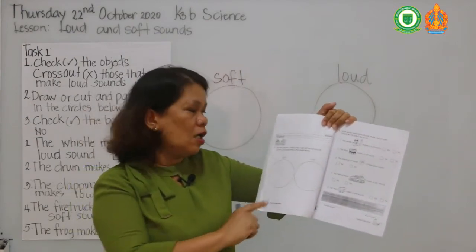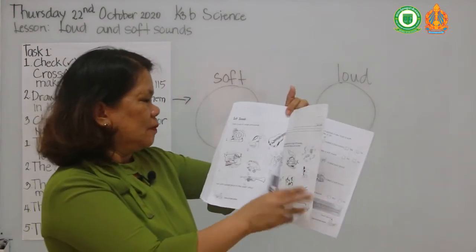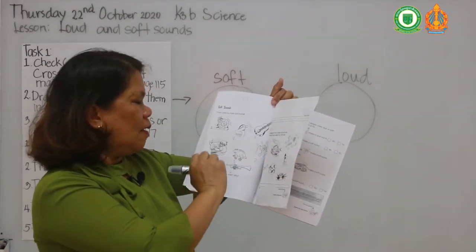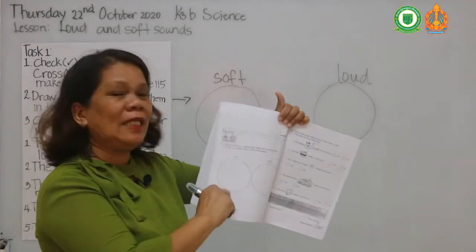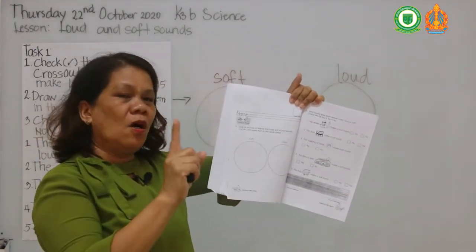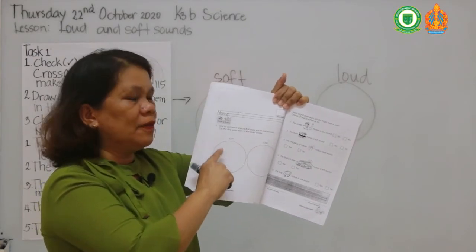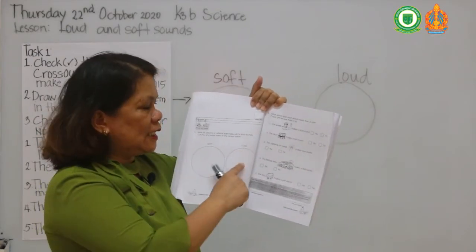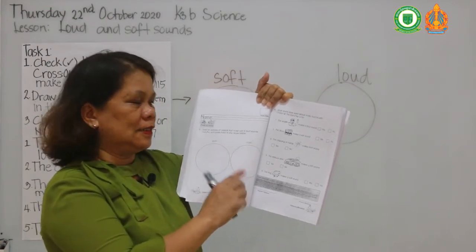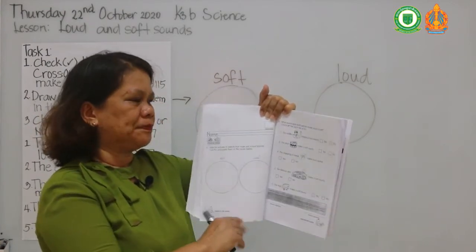For example, clock, what else? Guitar, hands clapping, or piano. You can just produce one, okay? Draw one object that is soft, draw one object that is loud, okay? Then color. Alright? This is your task number 2.